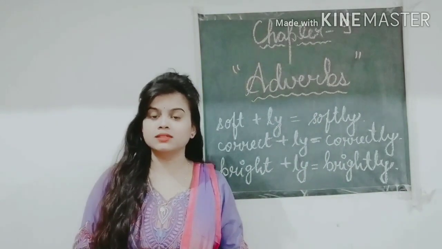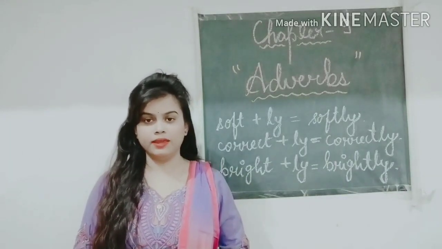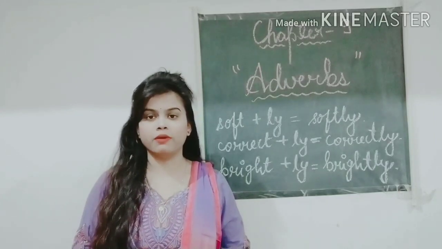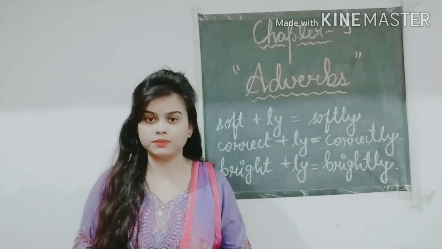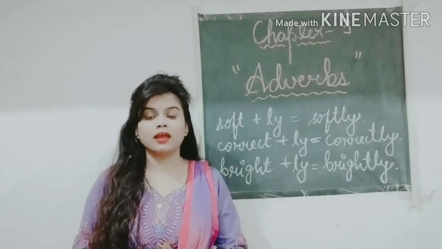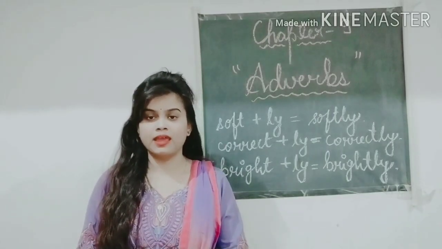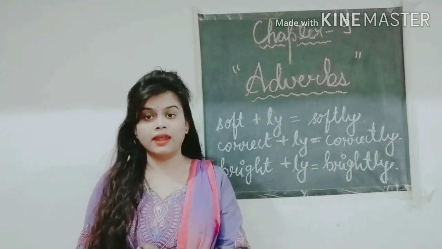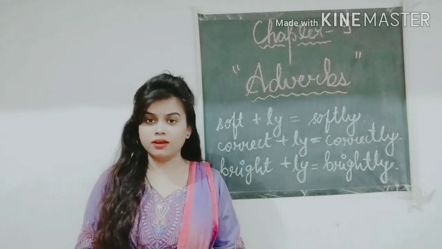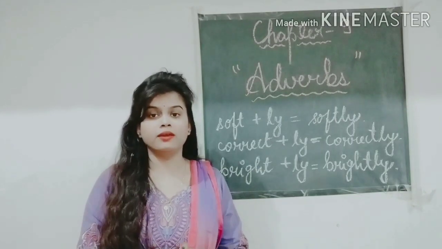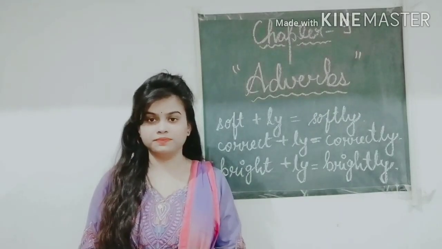Adverbs are the words that tell more about a verb. You have already learned about verbs. Verbs are action words. All the action words are called verbs, right? And adverbs tell us more about verbs, and adverbs tell how an action is done. The words which tell us how, where, when an action is done are called adverbs.